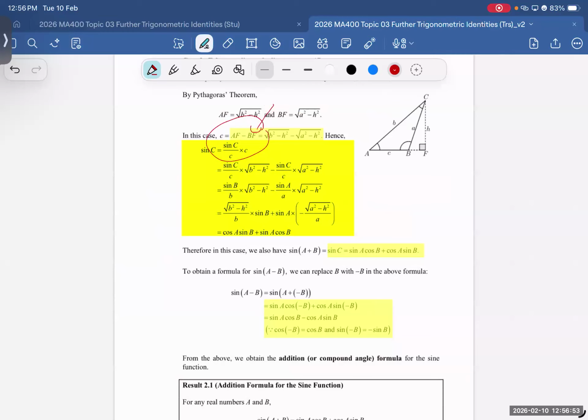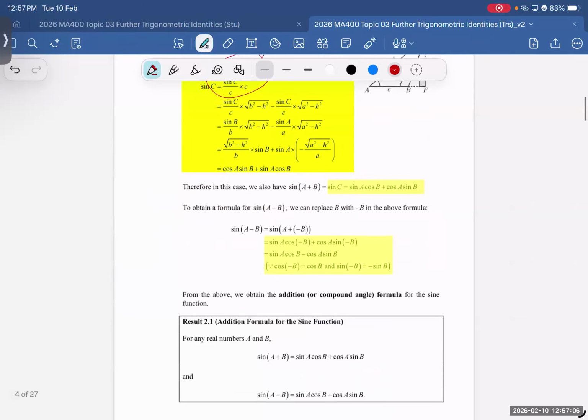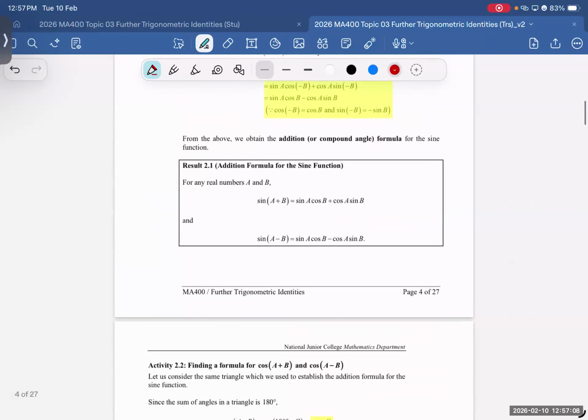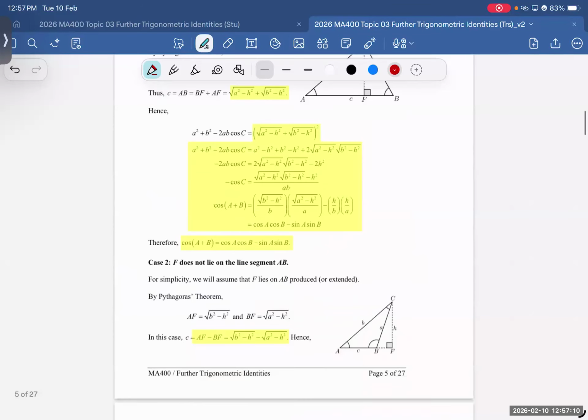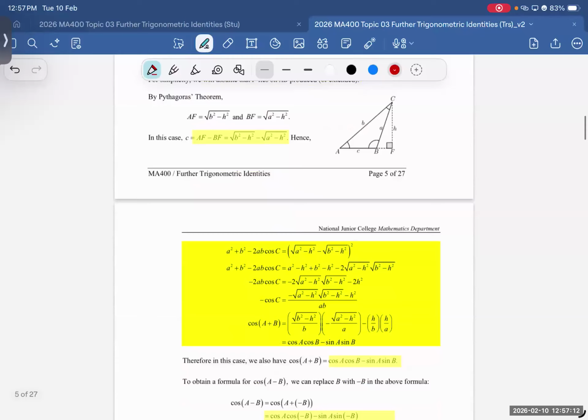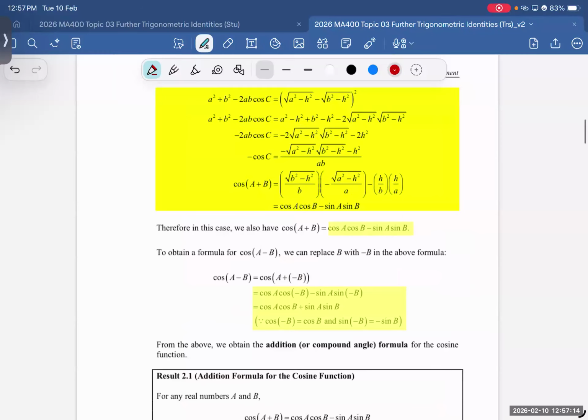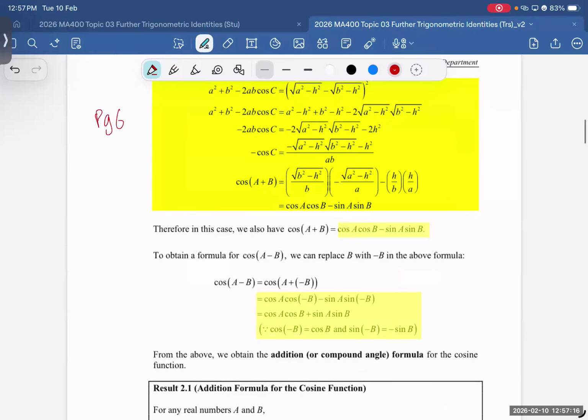Okay, are you all good? Can you just check your buddy's notes? Where are your notes? Can you check your buddy's? Anyone never bring notes? Yes. This is page 6. Oh yeah, sorry. Page 6, please. Do you need me to show you page 5 also? Don't need.